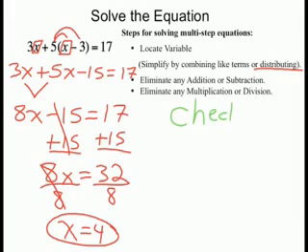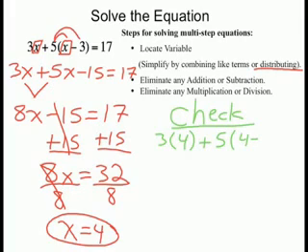Now we must check our solution. So we're going to take x and substitute it back into the original equation. So we have 3 times 4 plus 5 times the quantity 4 minus 3 equals 17.